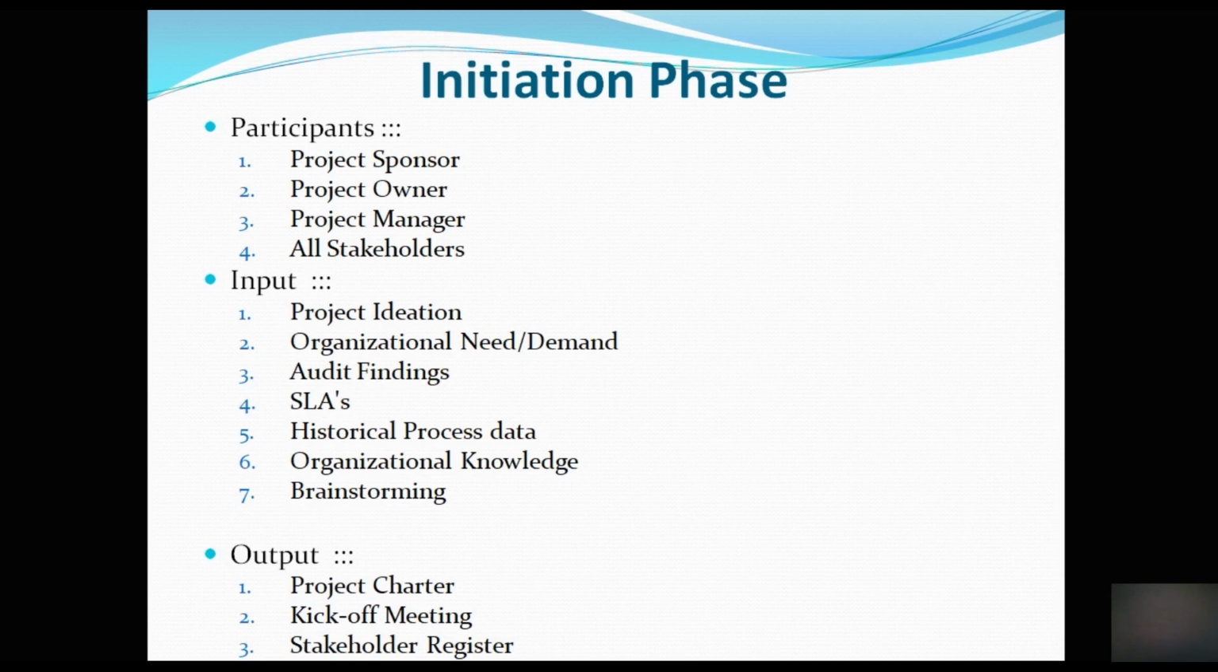So the participants are project sponsor, project owner, project manager, and all the stakeholders, who might be users, or managers for those users, and kind of stuff. The input will be project ideation, organizational need, demand, inputs from users, audit findings, SLAs, historical process data. Nowadays, they also process the data and identify how to achieve success in a very specific way. And the organizational knowledge, when let's say we know that it is a financial solution, then we go for specific solution approaches. So brainstorming is also one part of this.